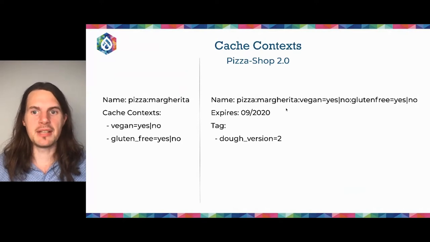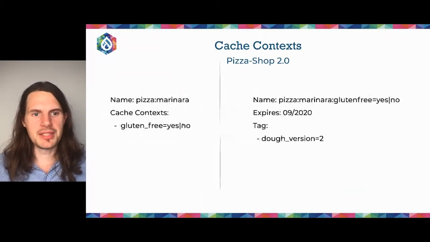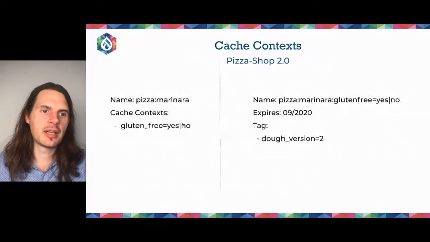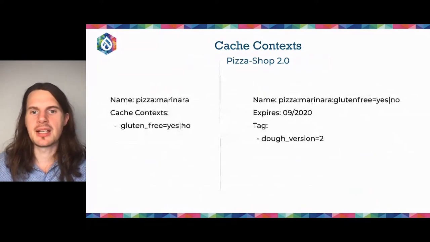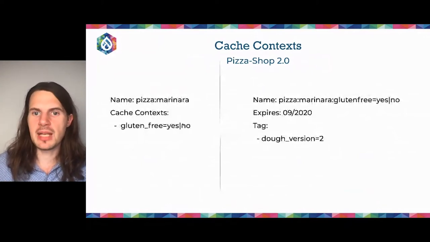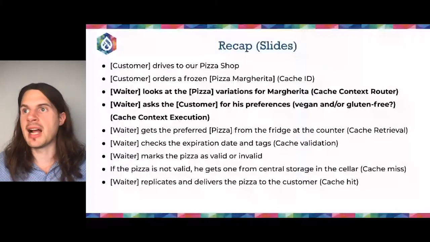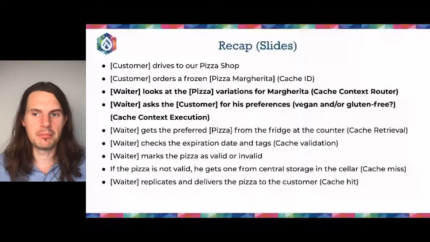Because especially if it depends on, for example, the user's preference, if you do it yourself, you'll have huge problems in having this page still be correctly cached. And again, we have our pizza marinara, and here we have only the gluten-free cache context, so it's only gluten-free, yes, no. So intelligent variation is essentially the customer orders a frozen pizza margherita, and then he first looks at the pizza variations for the margherita, and then he asks the customer for his preferences, being vegan and or gluten-free. So it essentially knows first that this margherita has those two possible variations. And if he would be looking at the marinara, he would be saying, hey, this only has a vegan cache context. So he doesn't even ask the customer, hey, do you want a vegan? But only the question if it's gluten-free.